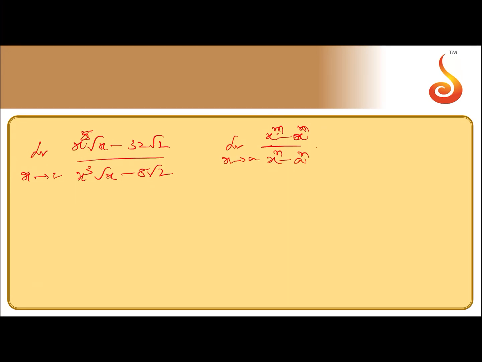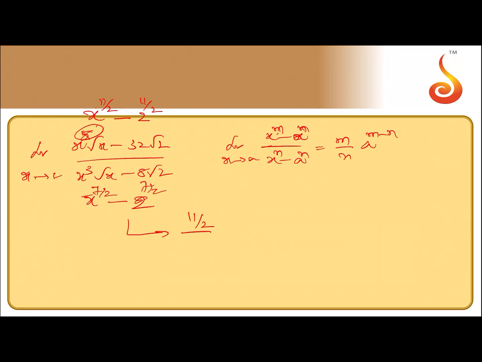It is equal to m/n multiplied by a^(m−n). You can use that particular concept, where m is x to the power of 5 plus half, so it is 11/2, giving x^(11/2) − 2^(11/2). And this is 3 plus half, x^(7/2) − 2^(7/2). So therefore, the answer for this problem is m/n.